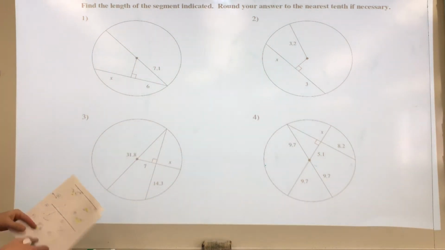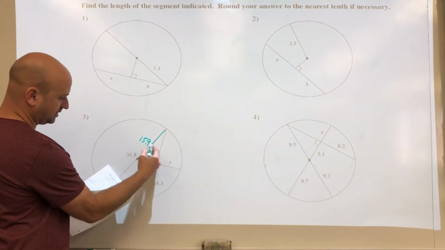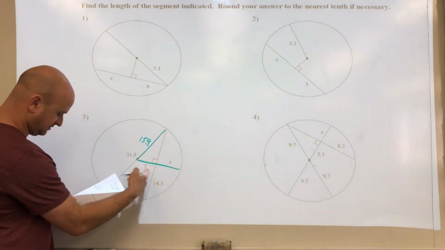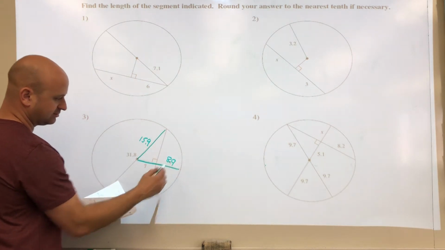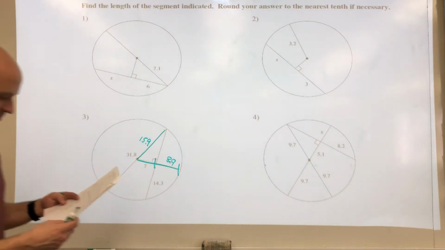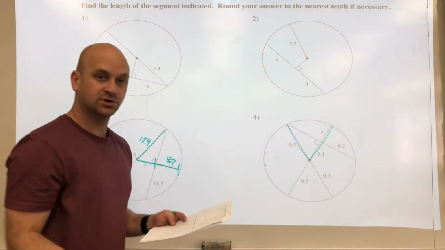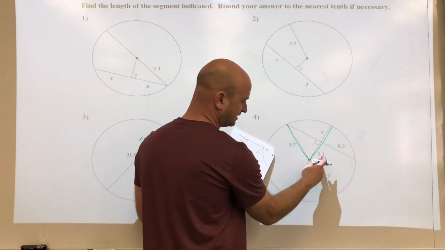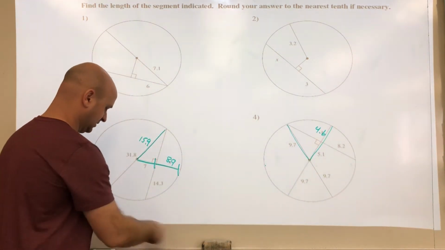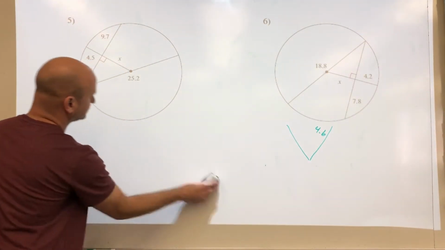All right, if we come over this way, this is 31.8, which makes the radius 15.9, which means this is also the radius at 15.9. And if we subtract 7 from it, we get a value of 8.9 right there for this part right here. All right, if we come over this way, the radius again is 9.7, so we know this has to be 9.7 as well. Out of 9.7, we have 5.1, which leaves us with 4.6 units long there. Okay. All right, we have a couple more here we'll take a look at.